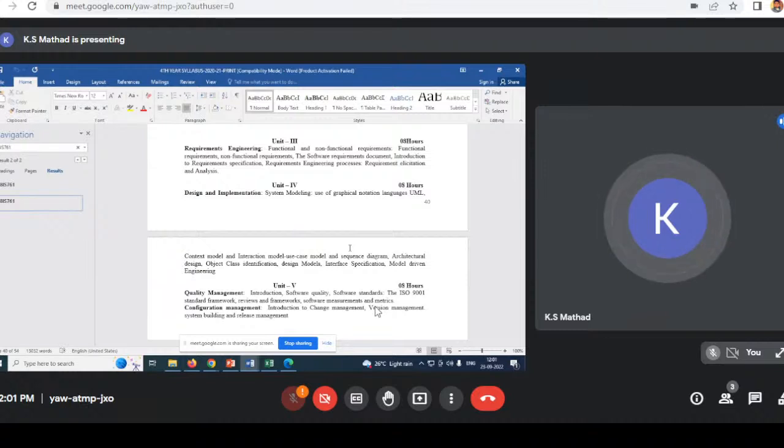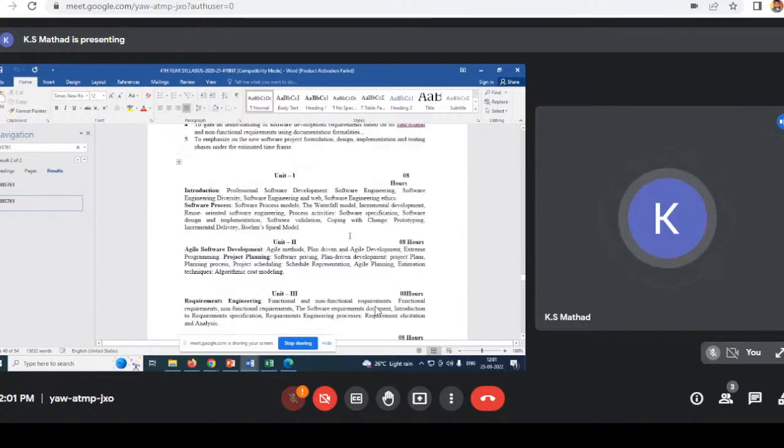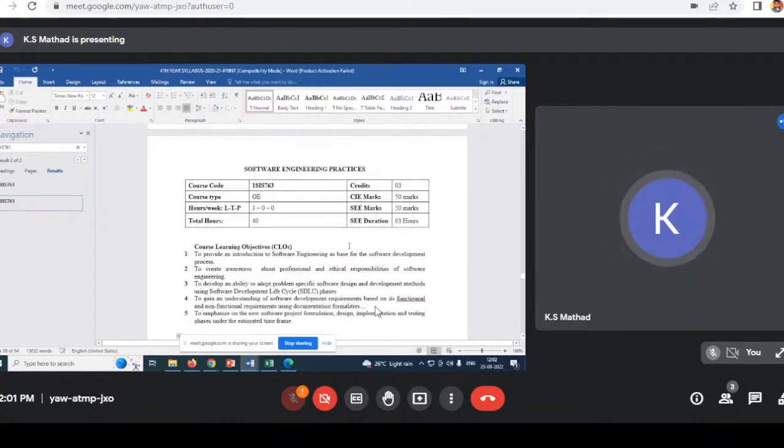And finally, we study in unit 5 about quality management. It deals with the software quality, okay. So it is not about just developing a software. Software quality assurance is very important. It has to meet certain standards and protocols for it to be called an effective and good software, okay. And also we discuss version management and release management, okay? So this is what I would like to discuss about software engineering practices, okay.